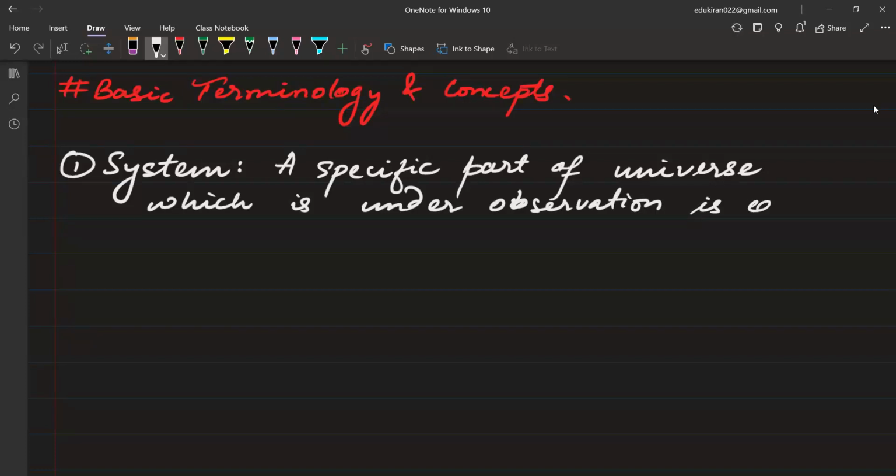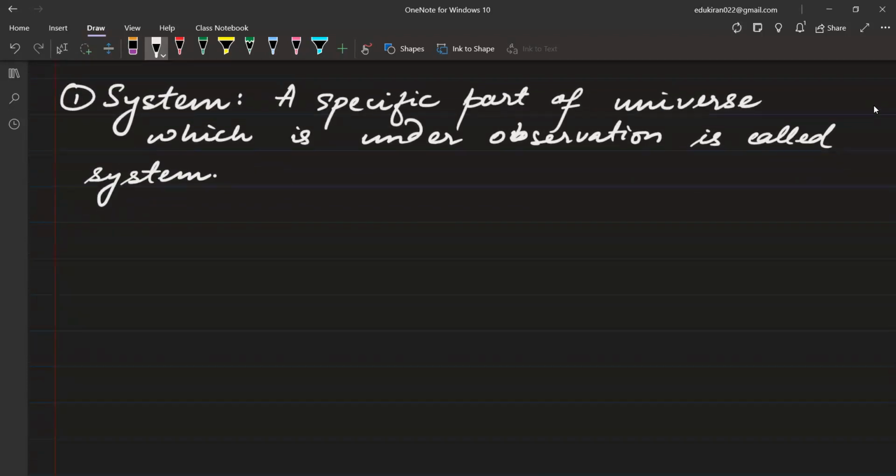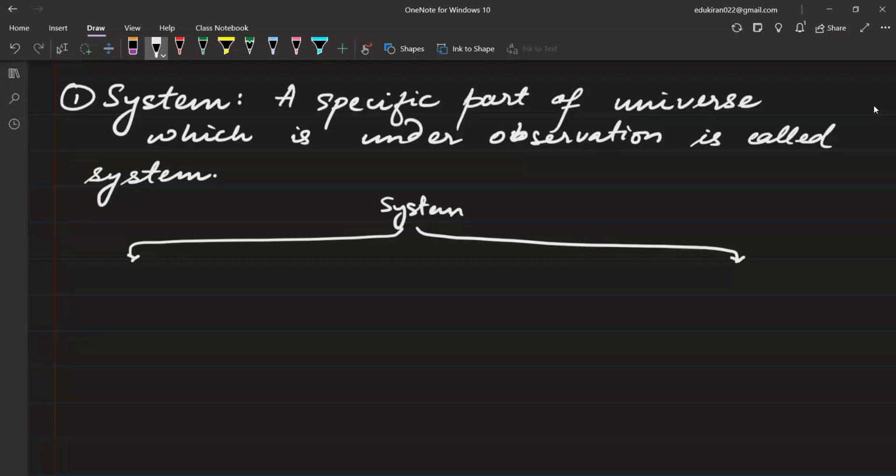Is called a system. Now, a system can be classified on the basis of many things, but one of the bases is that it is classified into two different parts, heterogeneous and homogeneous. System is classified into two different categories. First we have heterogeneous or homogeneous.